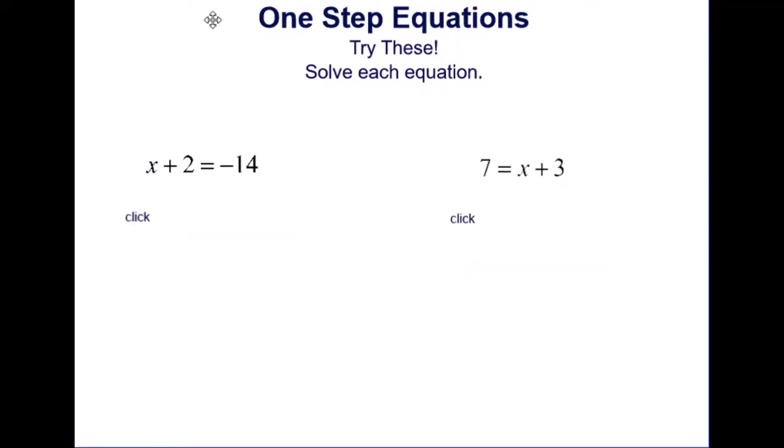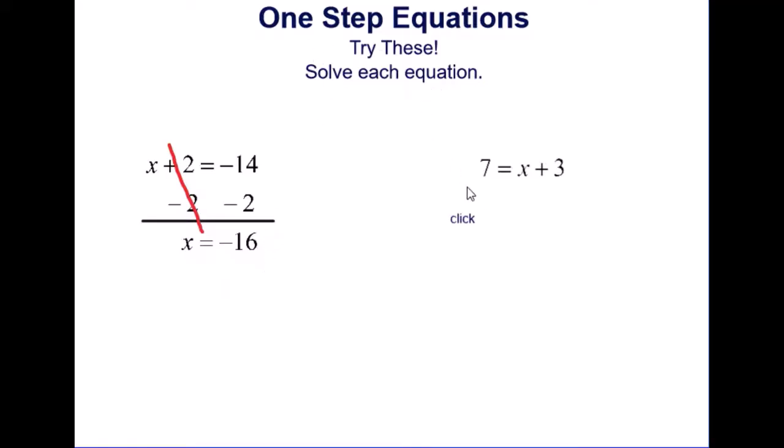Here are two more examples. We have x plus 2 equals negative 14. Currently they are adding 2, so the inverse would be to subtract 2. Now if we subtract 2 from both sides, that will eliminate from the left to leave us with x. And negative 14 minus 2 will give us negative 16 for our solution of x equals negative 16.